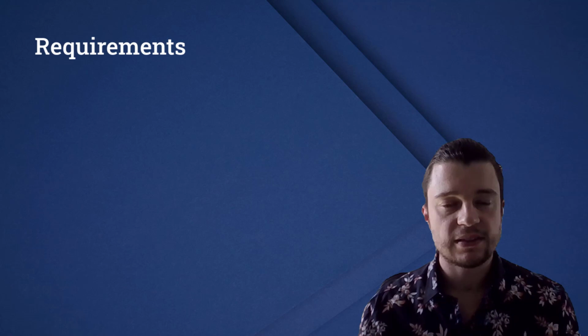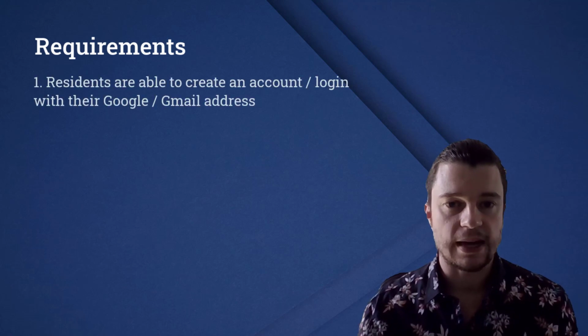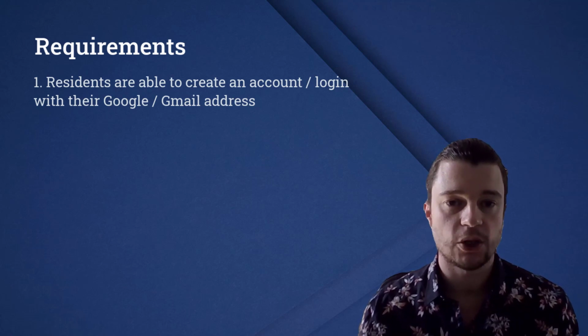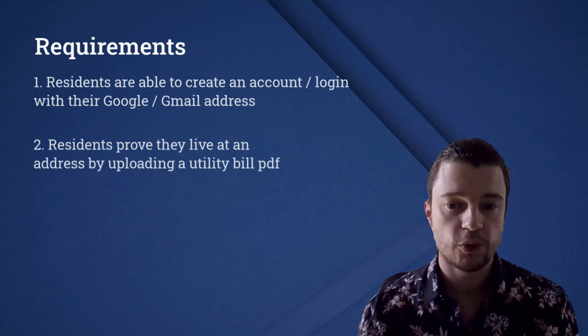Now, on to the requirements. If you remember, the first one was that residents are able to log in with their Google account. What does that mean for the database? Well, that means for the database, we don't need to store the passwords because they're going to be logging in with Google. Second requirement was that residents prove that they live in an address with a utility bill PDF.